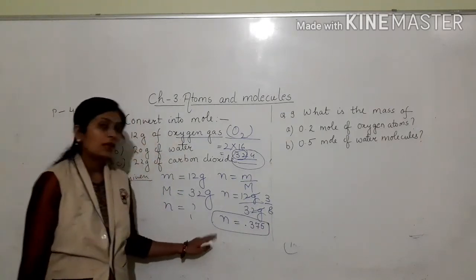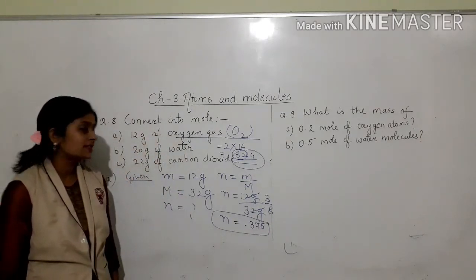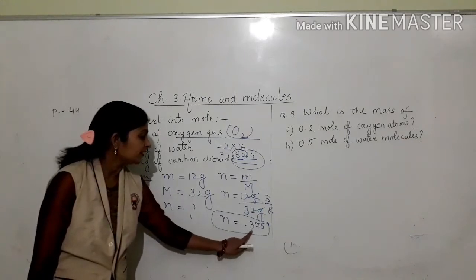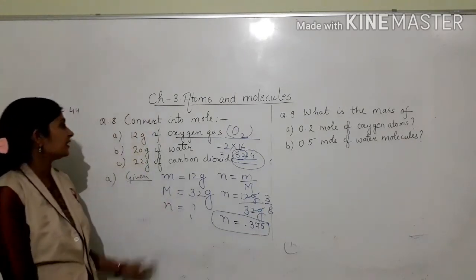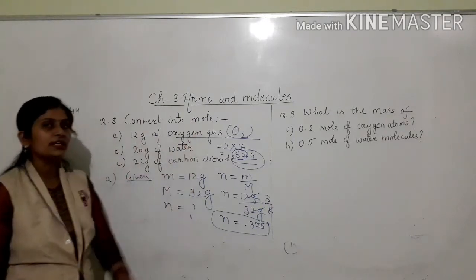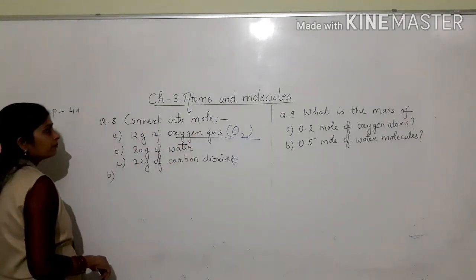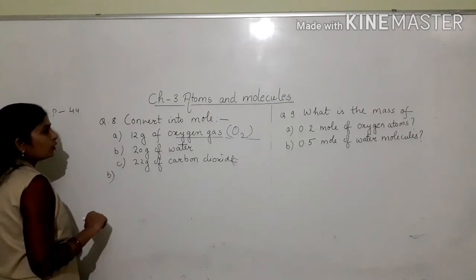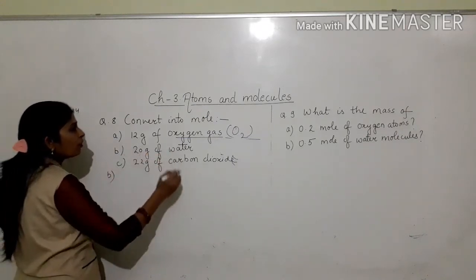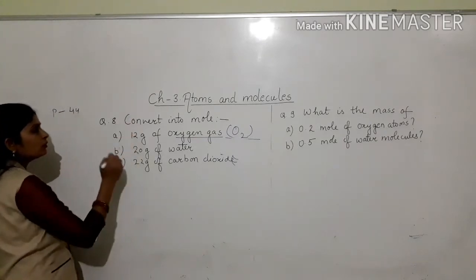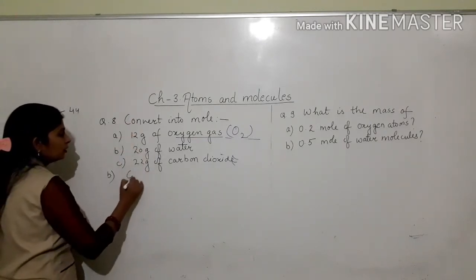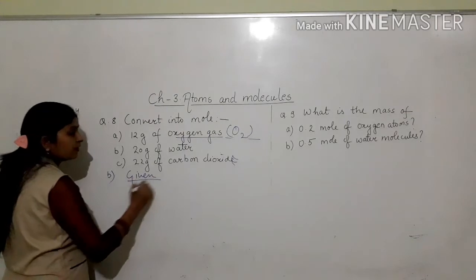So, how many moles? 0.375 mole is present in 12 gram of oxygen gas. Now B part. We have to convert 20 gram of water into mole, means we have to calculate the number of moles in 20 gram of water. So first of all, write down given.